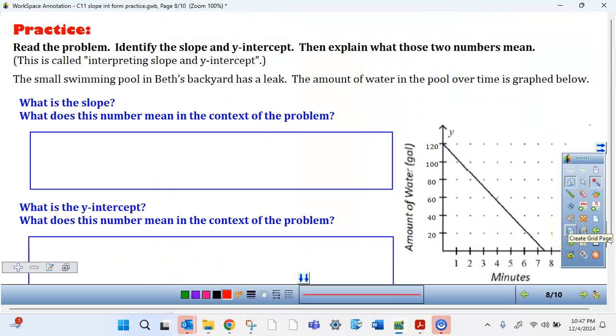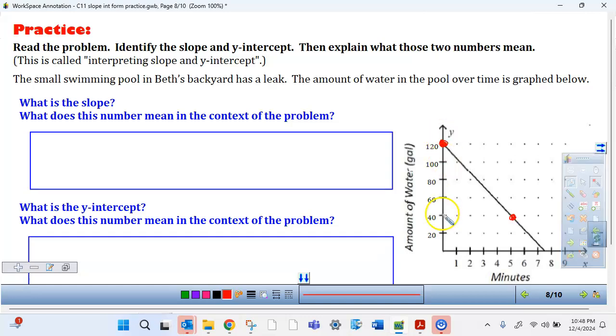All right, last one. It says identify the slope and the y-intercept, explain what they mean. So it says the small swimming pool in Beth's backyard has a leak. The amount of water in the pool over time is graphed below. What is the slope? Well, you have to have 2 points. If you look closely at this graph, it crosses there and it crosses there. Those are the only 2 points you can use.